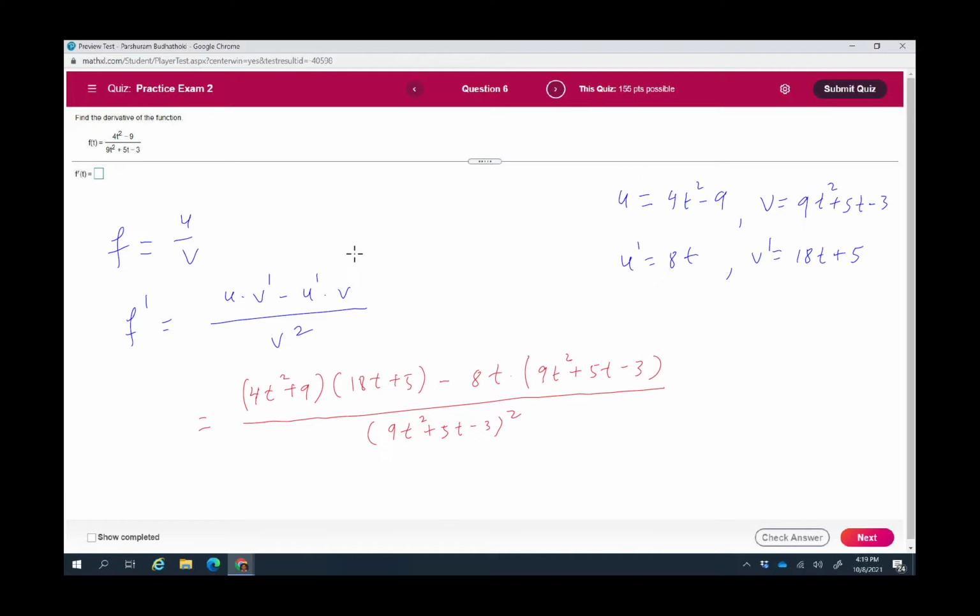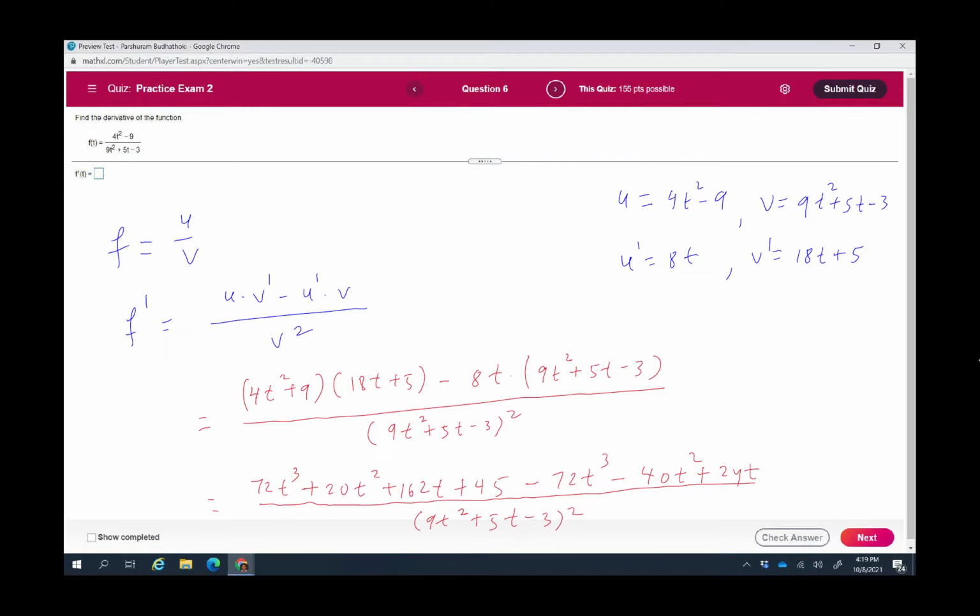Okay, did I do something wrong here? It should be the opposite. It should be u prime times v minus u times v prime. So u prime is 18t plus 5. I just did it opposite here, so you just have to switch it, and then eventually the answer would be the negative of this.